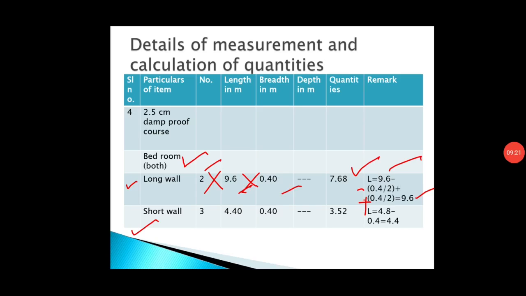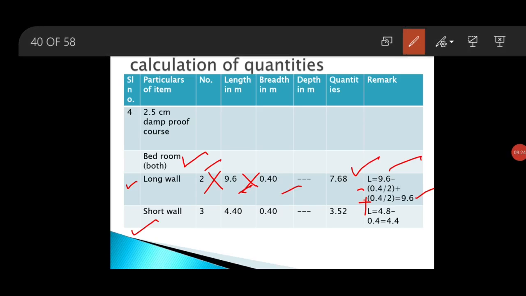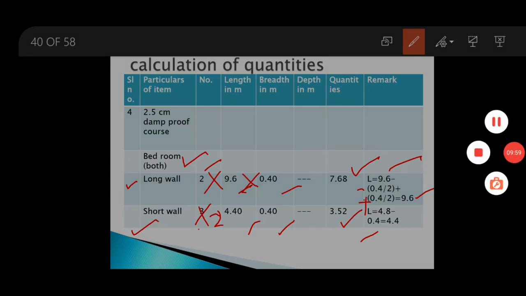So see, the short wall number is not 3, this is 2, because the left side wall has already been taken under the first part. So this will be equal to 2. The center to center length is 4.8. So in the remark column, write down 4.8 minus 0.4, that is 4.4. Width is 0.4. Then by multiplying these 3, we will get the quantity as 3.52 square meter.